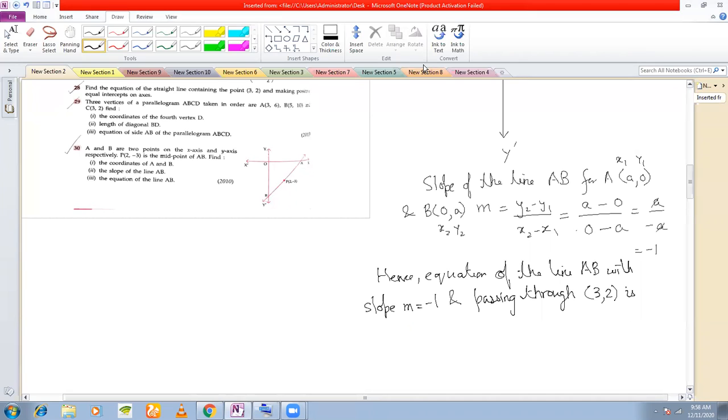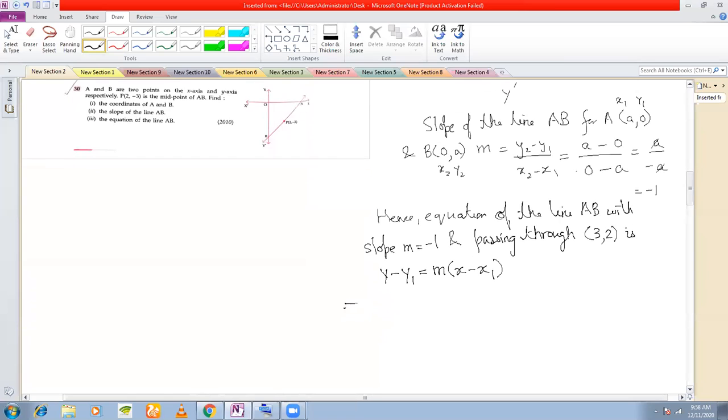is y minus y1 is equal to m times (x minus x1), right? This is what your point slope form is. Take this as your x1, this as your y1. y minus y1 is equal to m(x minus x1). y minus 2 is equal to minus (x minus 3), plus 3. Now take everything to that side.